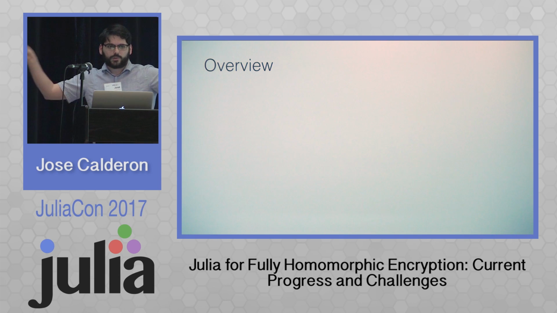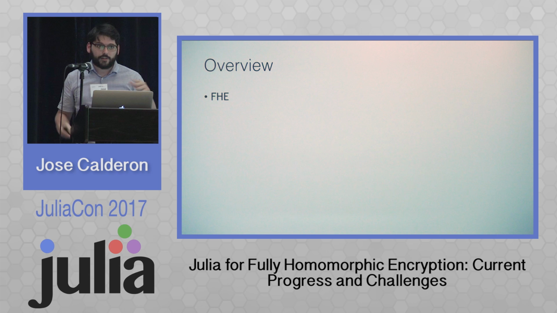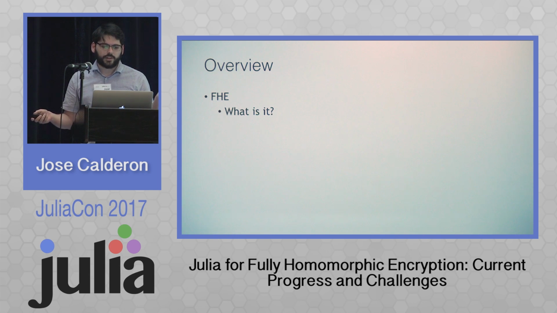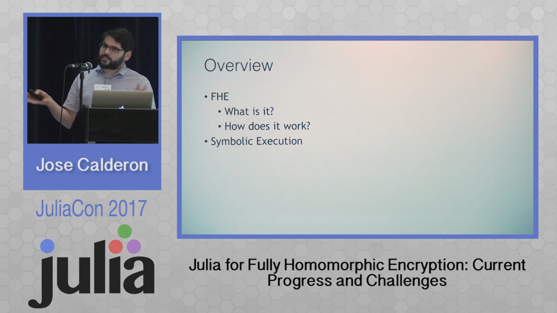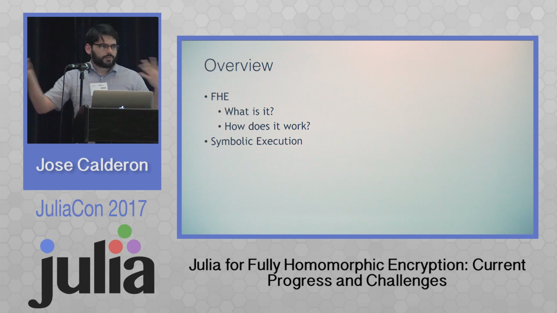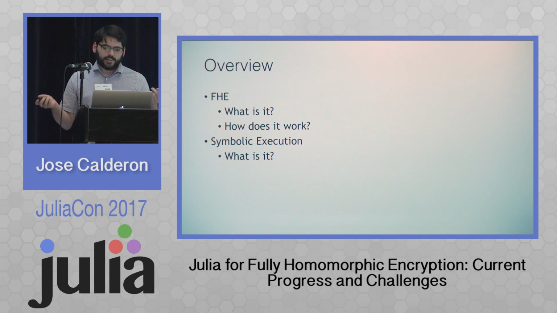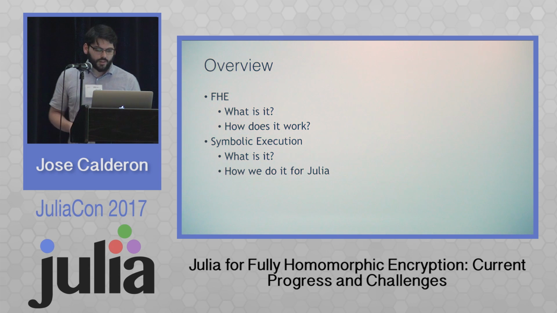Okay, so overview, what is it we're going to talk about? We're going to talk about FHE, which stands for fully homomorphic encryption. We're going to talk about what it is exactly and how it works. Then we're going to talk about symbolic execution, which seems unrelated, but I'll explain why they're related. And then you can ask me questions. And then we're going to talk about how it all relates to Julia.